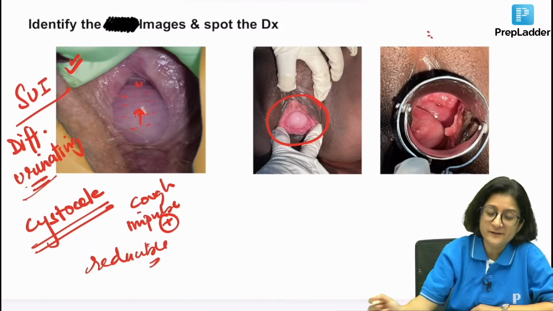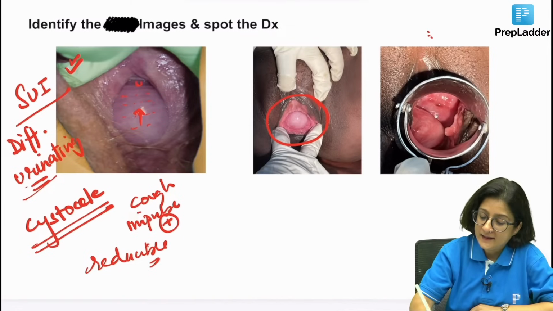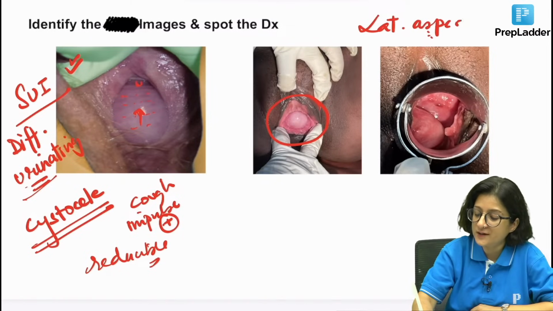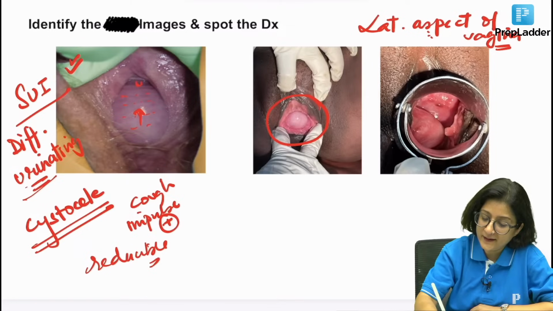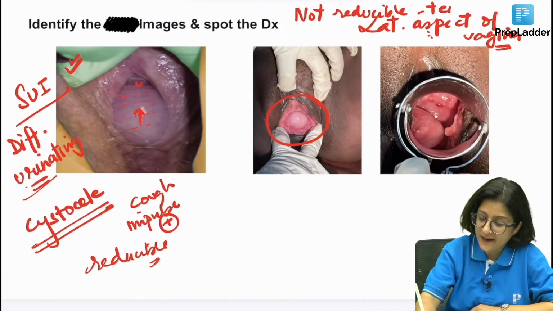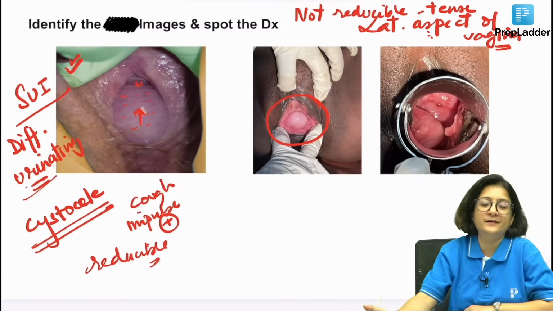You will look at this image at a swelling at the introitus, you will feel that it's a cystocele, but they will have to tell you more than that. They will tell you it is arising from the lateral aspect of vagina. They will tell you that it is not reducible. It is a tense cystic swelling. You can't push it back in, right?